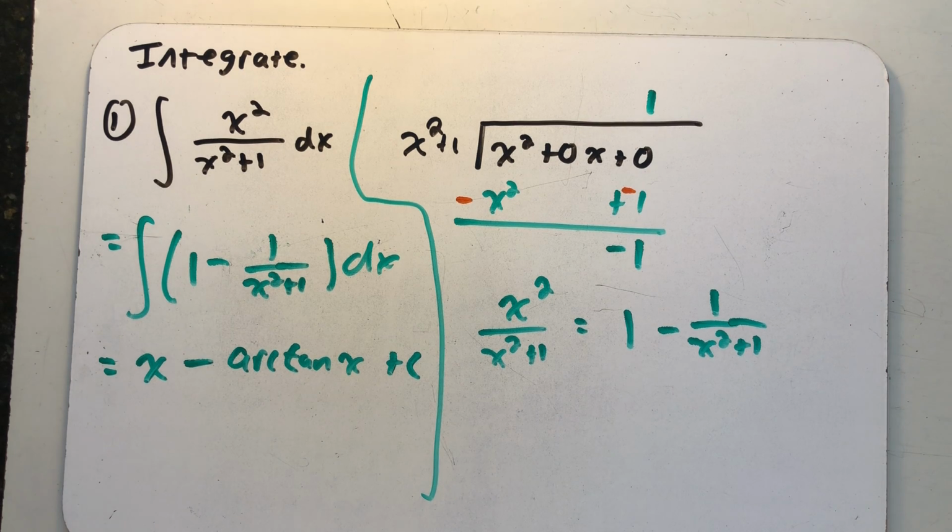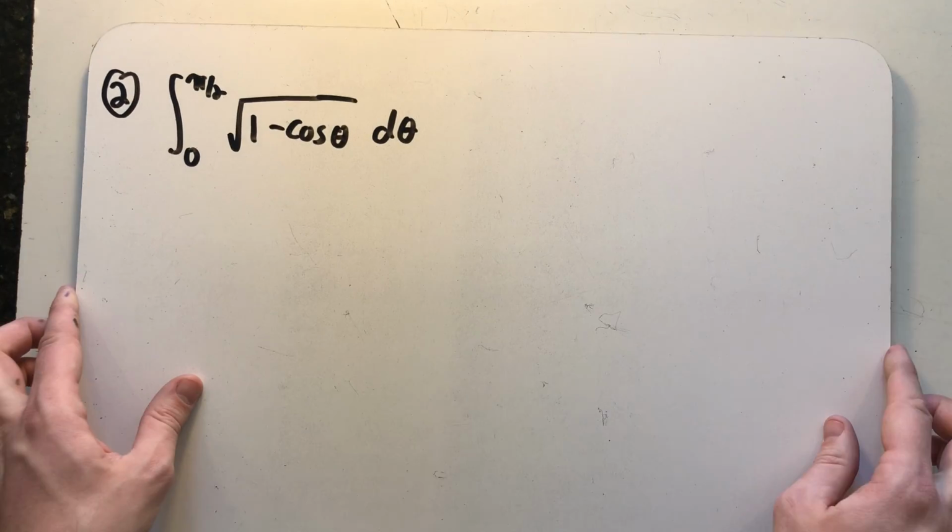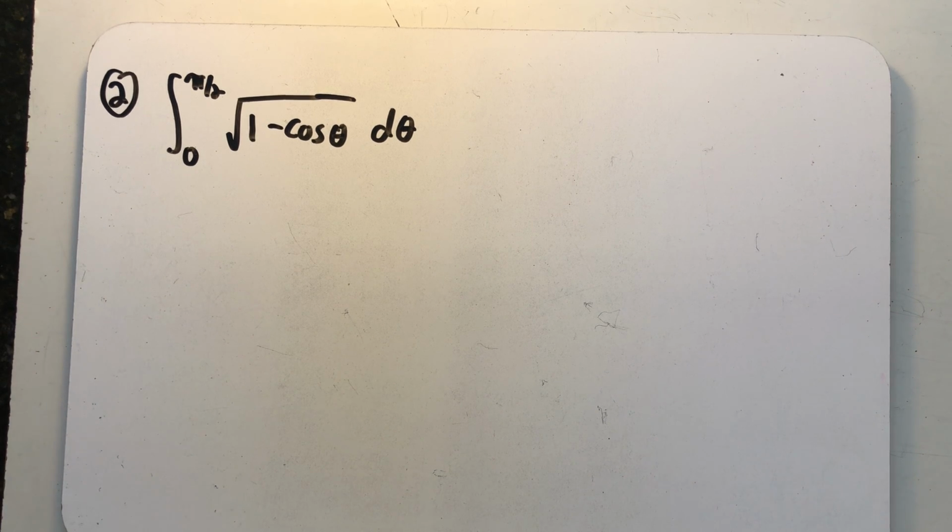Context clue to help me understand when I'm going to do that is when my rational function on the inside here is not in lowest terms, when the degree of the numerator and denominator are either the same or the degree of the top is actually more than the degree of the bottom. Looking at this next one, I see the square root of 1 minus cosine theta.